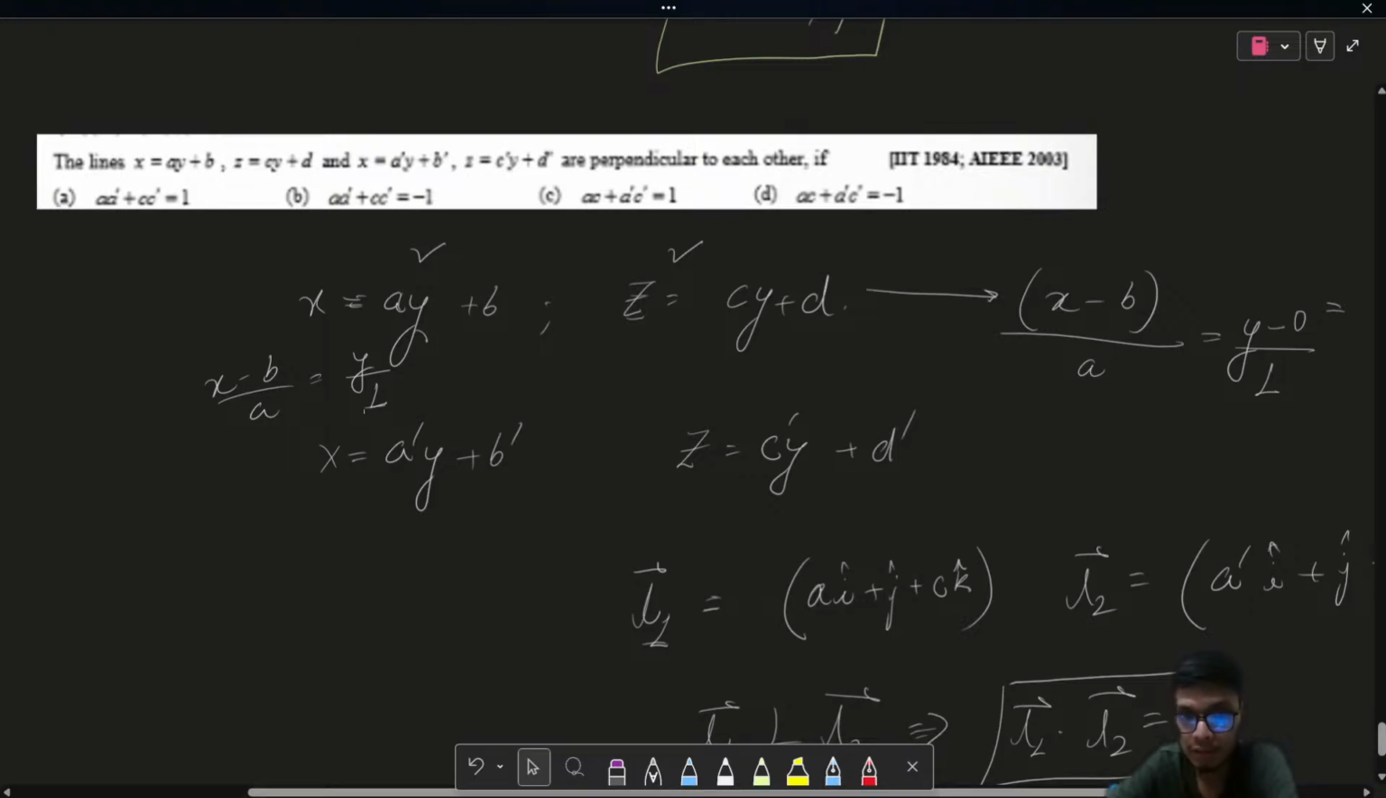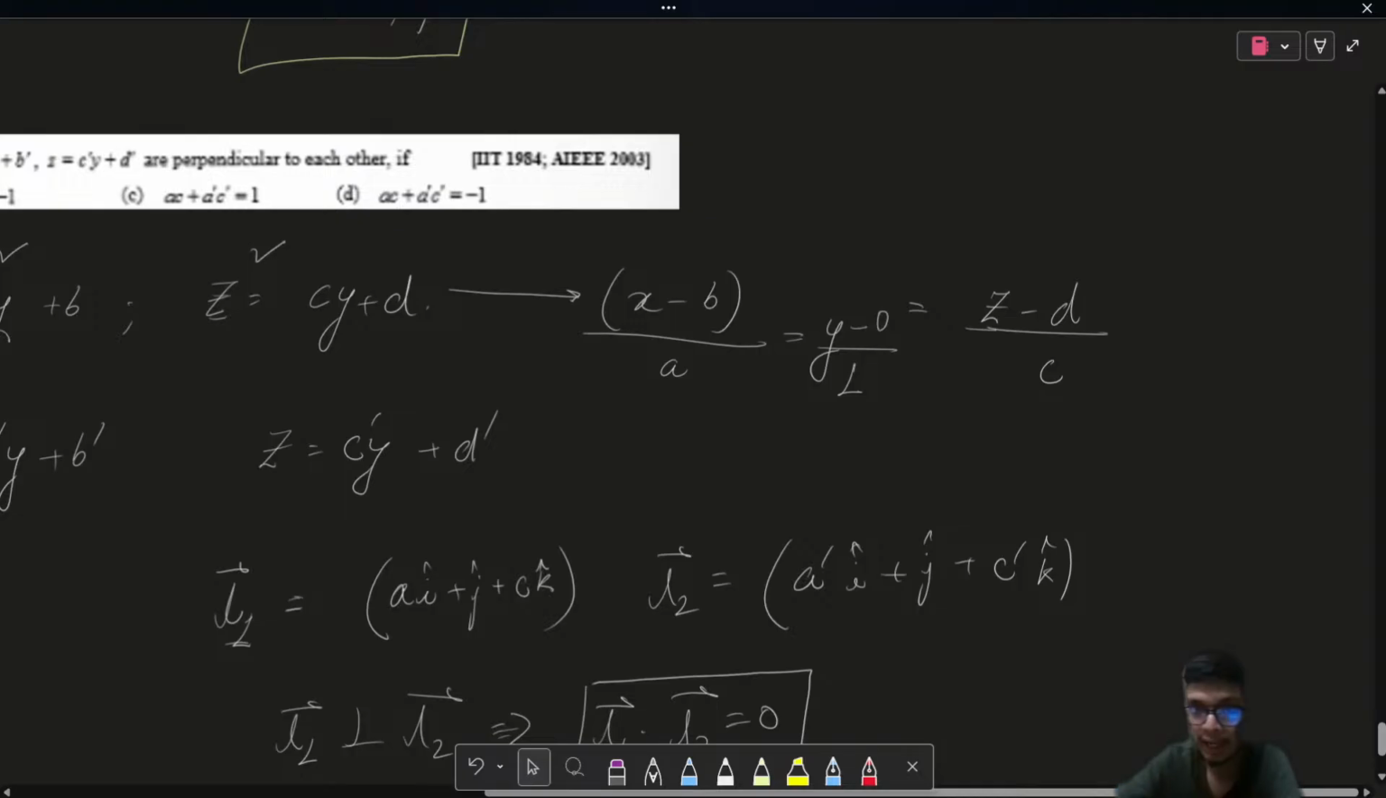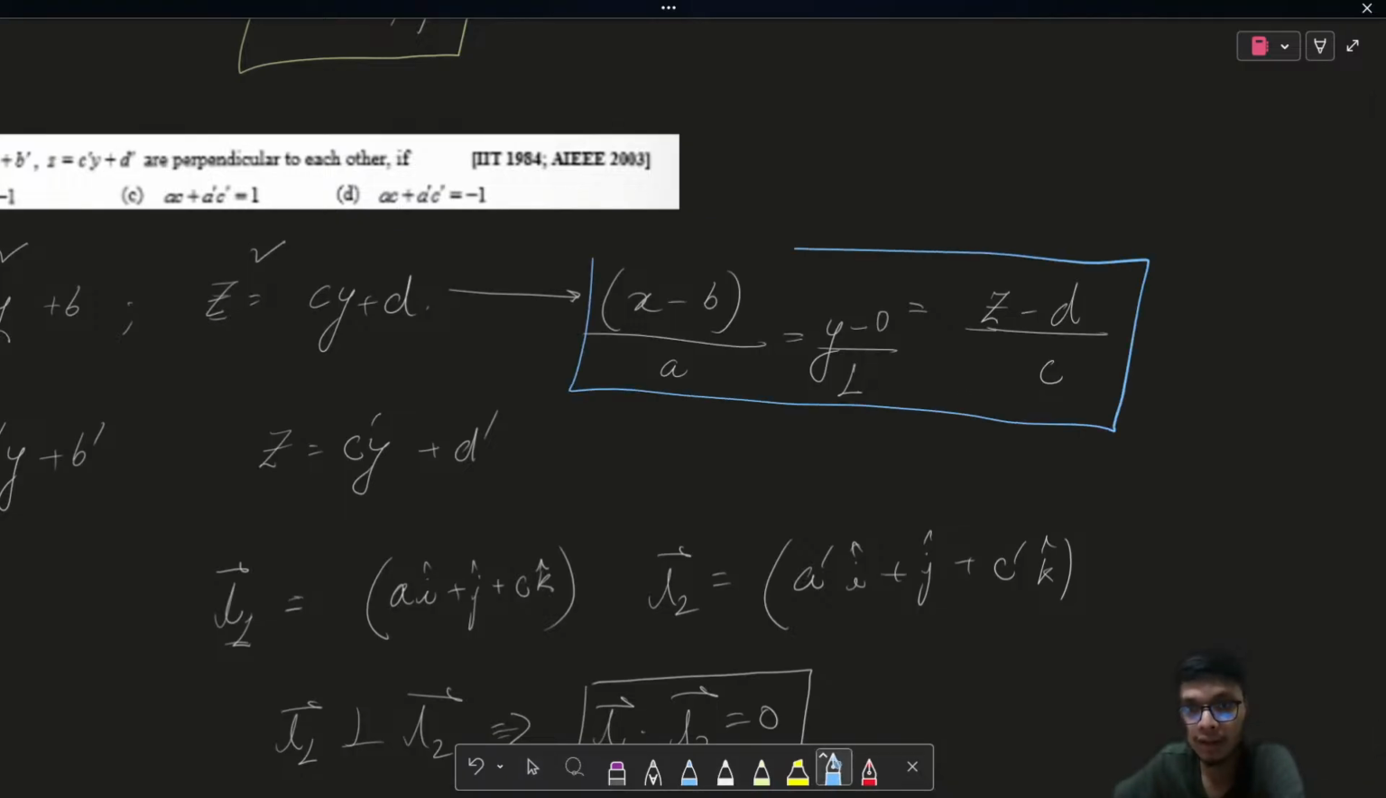So here my basic common thing was to make the y equate on both the sides, and that's how I obtained this particular equation. Alright, so this is how I obtained my following equation, and from this I can use this result to solve the question. I hope this is clear to all of you.